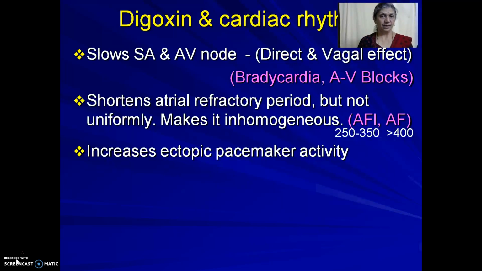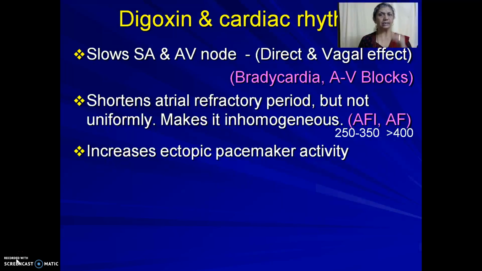The third important effect adversely affecting the rhythm is generation of ectopic pacemaker activity. What is an ectopic pacemaker? Ectopic means at a site other than the normal pacemaker, which is the SA node. So some other tissue other than the SA node starts generating impulses in the form of action potentials. And this adverse effect is actually an extension of the mechanism of the beneficial effect of digoxin.